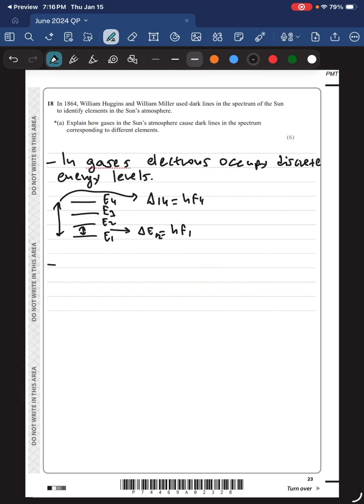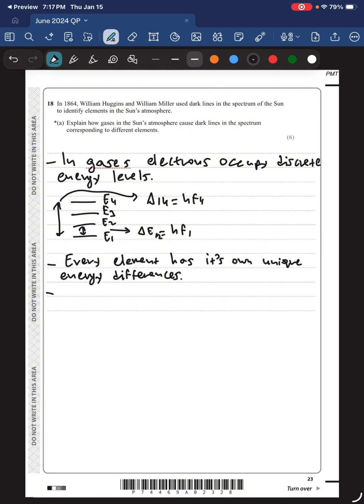So the key here is that every element has its own unique energy differences. Okay, and by the way, I wrote h times f. So what I mean here is that if a photon has an energy which is exactly equal to h times f1 here, for example, it's going to get absorbed, and the electron that was previously at energy level E1 will jump to energy level E2.